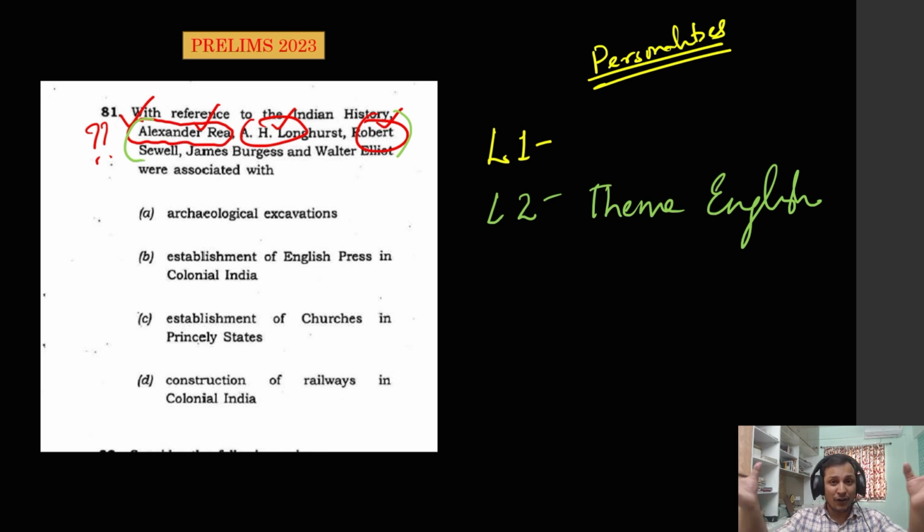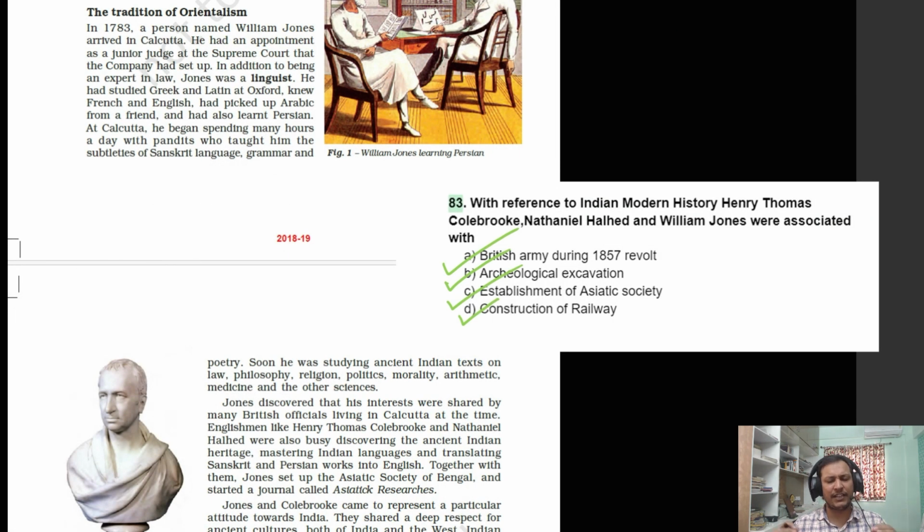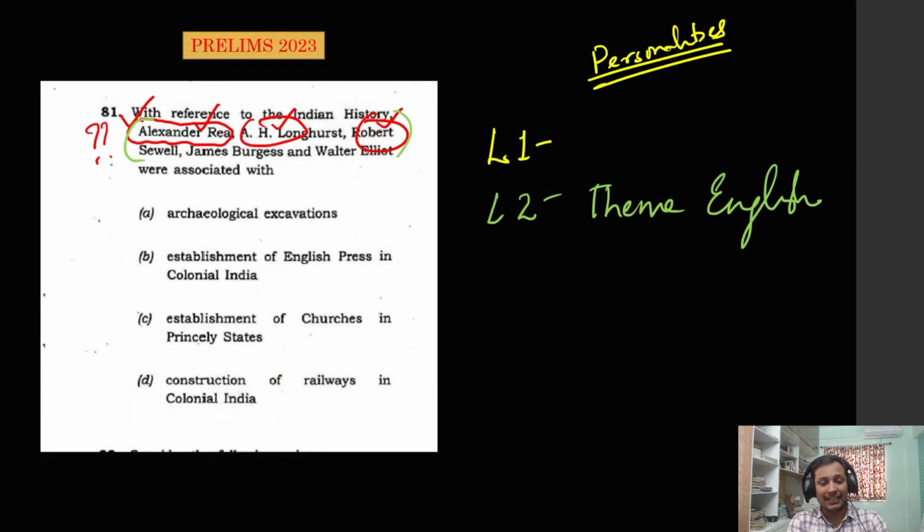So what is the theme here? Foreign personalities, British personalities, together associated with something substantial in India. This Asiatic Society is a very important topic in your modern history, and these three names were responsible for the formation of the Asiatic Society. They were interested in learning about Indian history, heritage and culture, and they played a very important role in translating works from Sanskrit into English. Very important. You see how we selected one theme and then prepared.